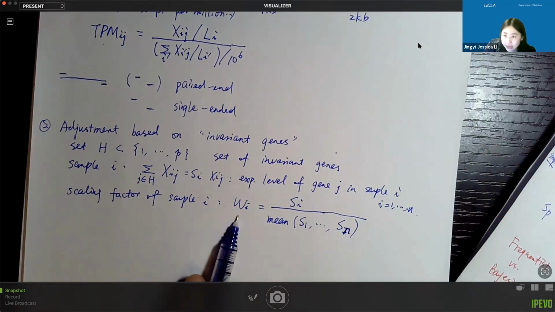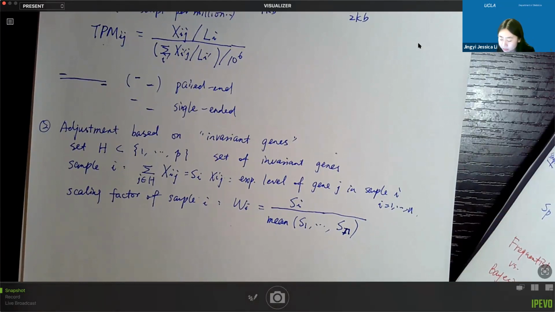You can imagine what it will be like. If this Wi is much greater than 1, it means that those invariant genes are having a higher than expected level in sample i, and therefore sample i should be adjusted to lower values. On the other hand, if Wi is less than 1, then you may want to scale up sample i.